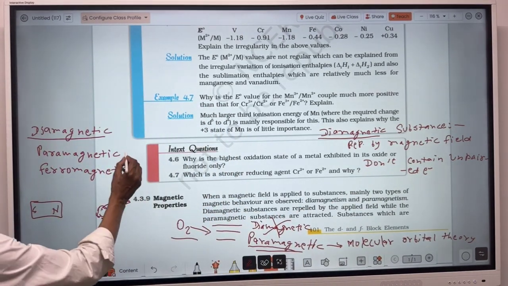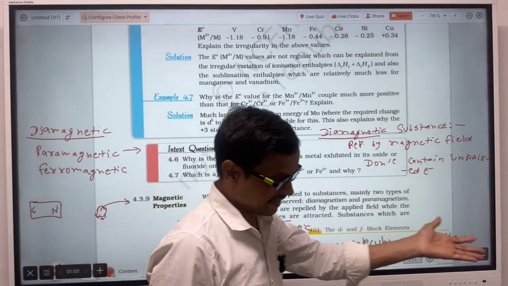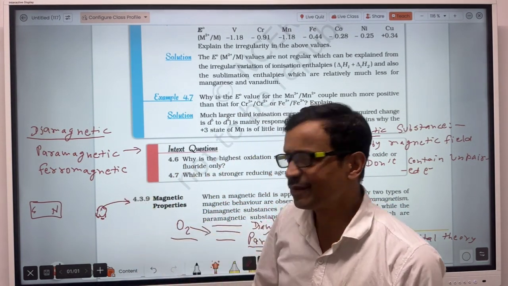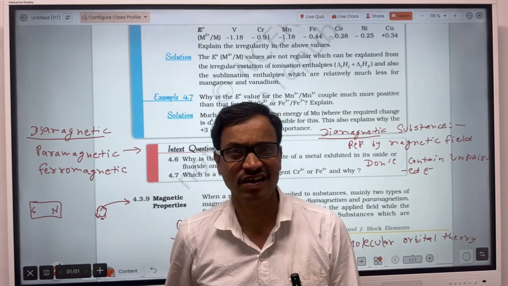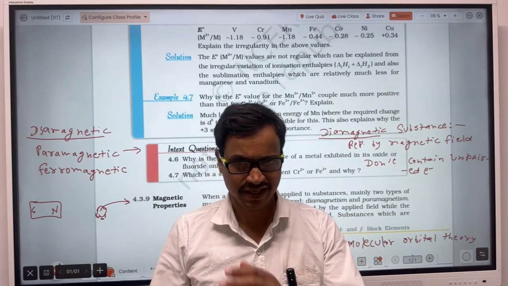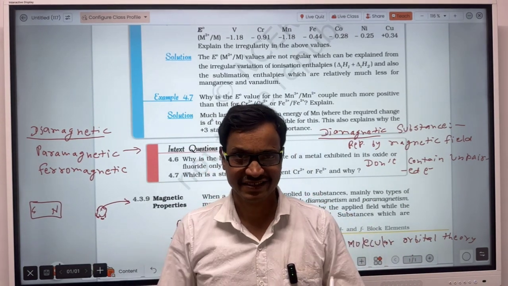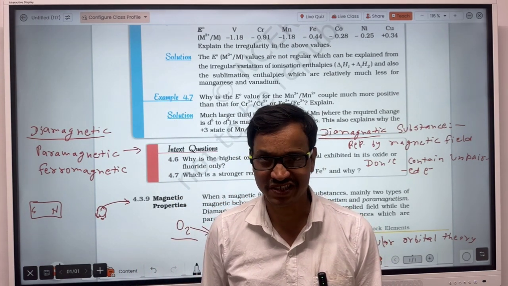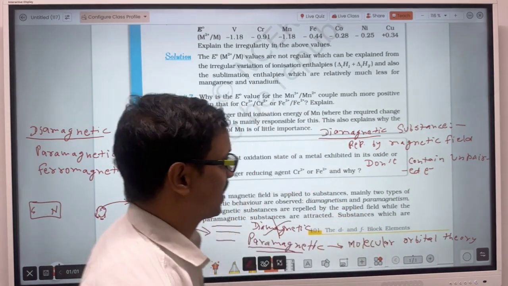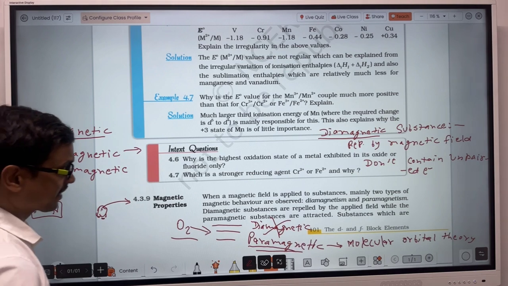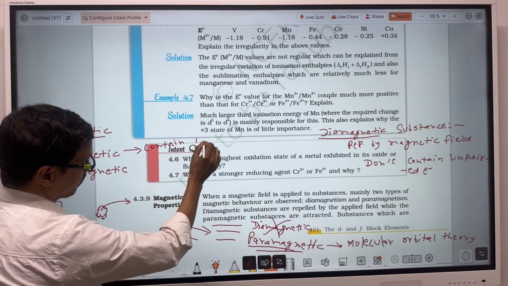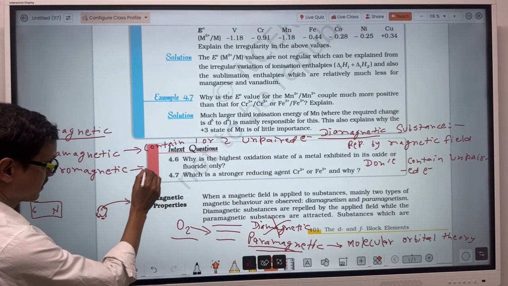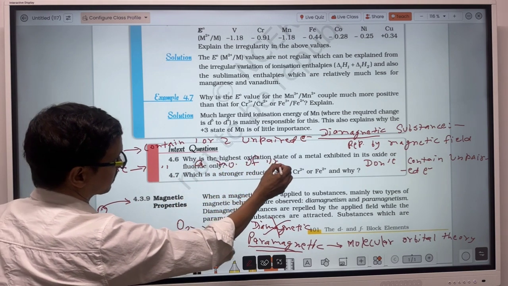Okay. Now, paramagnetic behavior. So, obviously that will attract it towards the magnetic field. A paramagnetic substance will weakly attract towards the magnetic field, and a ferromagnetic substance will strongly attract towards the magnetic field. A diamagnetic substance is repelled by the magnetic field. So, a diamagnetic substance doesn't contain an unpaired electron, a paramagnetic substance contains one or two unpaired electrons, and a ferromagnetic substance contains a number of unpaired electrons.